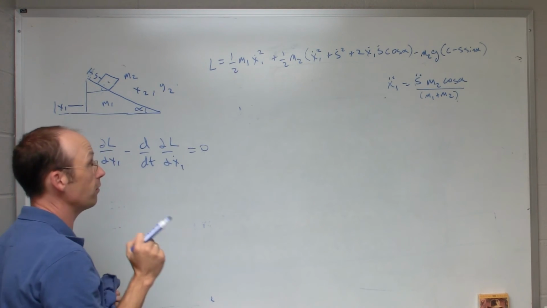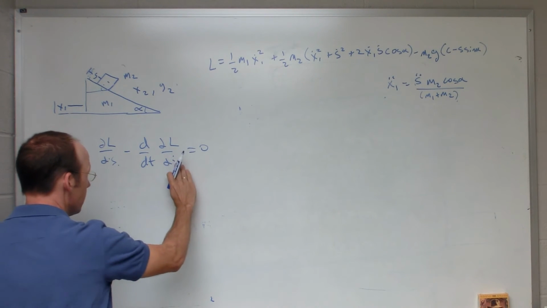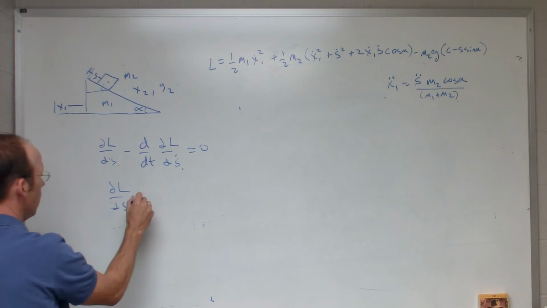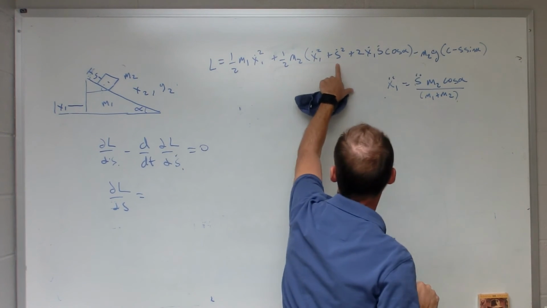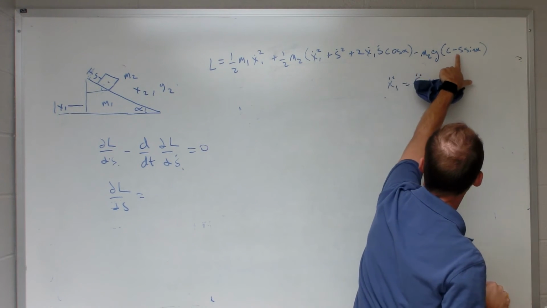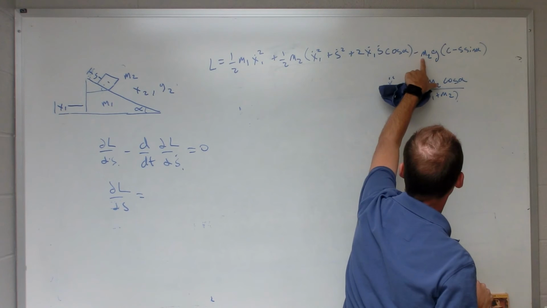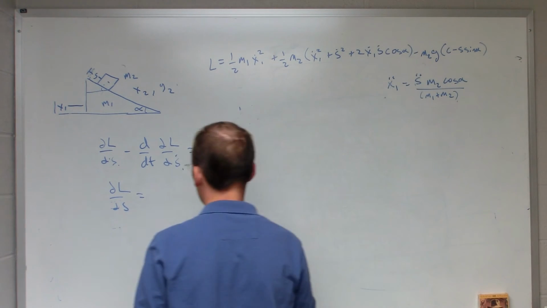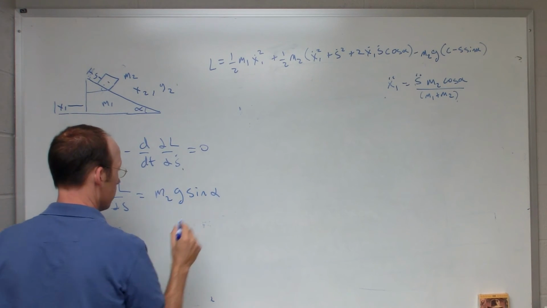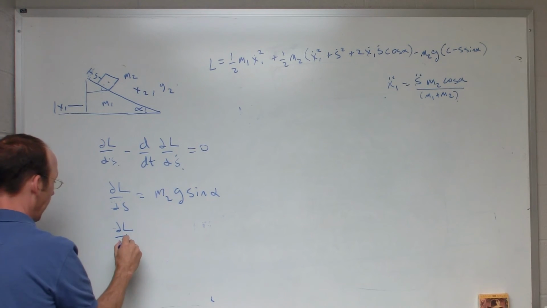Okay, so now I'm going to do the same thing for s. So I'm going to take the partial of L with respect to s, and partial of L with respect to s dot. Partial of L with respect to s: no s, no s, there's an s right there. So I have negative m2 g times negative s sine alpha. I take the partial with respect to s, and I get positive m2 g sine alpha. That's it.